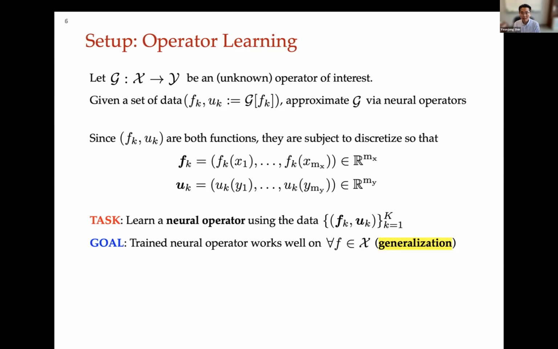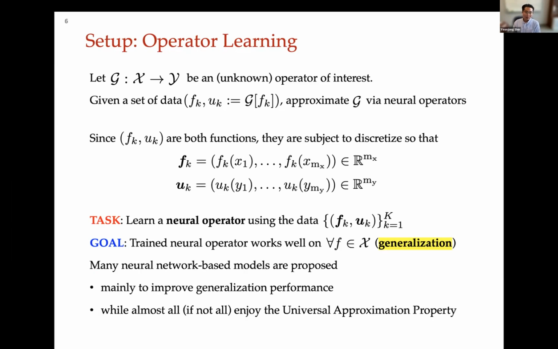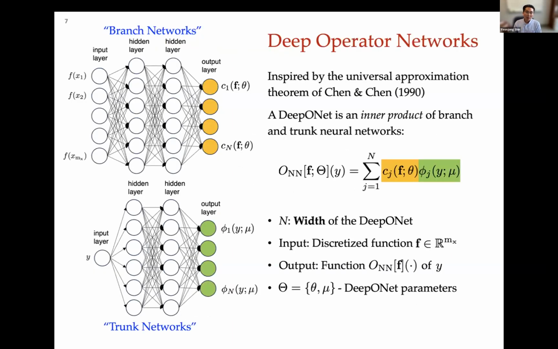So let me give a more detailed explanation of what I mean by generalization. Currently many neural network models have been proposed, mainly claiming more robust and better generalization performance. But many of them have the universal approximation property. Then why might this kind of discrepancy happen? Because both satisfy the universal approximation property, but what makes the key difference? So in this talk, I will focus on DeepONet from the Karniadakis group.